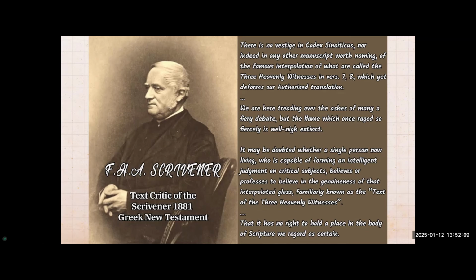It may be doubted whether a single person now living who is capable of forming an intelligent judgment on critical subjects believes or professes to believe in the genuineness of that interpolated gloss, familiarly known as the text of the 3 heavenly witnesses. That it has no right to hold a place in the body of Scripture, we regard as certain.